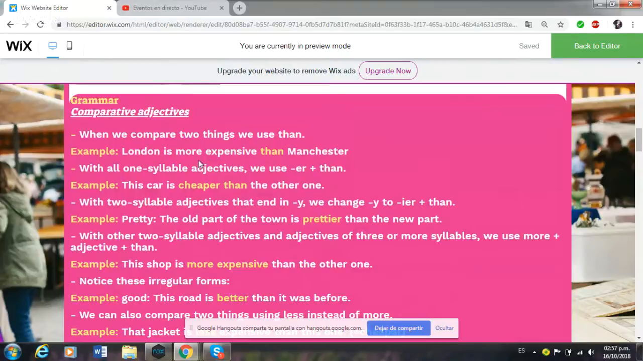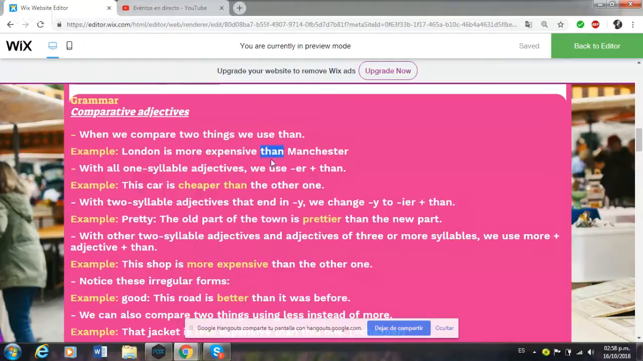First of all, when we compare two things, we use than. For example, London is more expensive than Manchester. Remember, as in previous sessions, when the word has more than two syllables, we add more before the word. We just studied this part: when the word has more than two syllables, we add more. Like in this case, London is more expensive than Manchester.